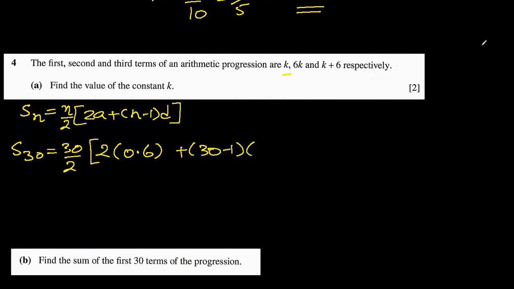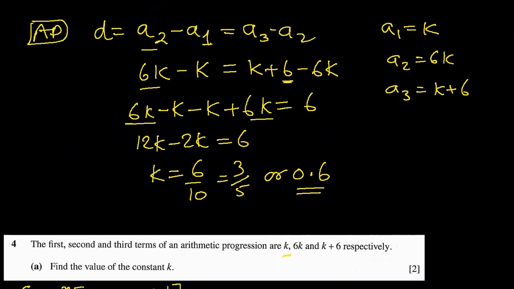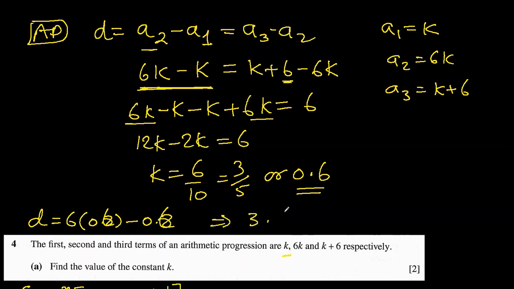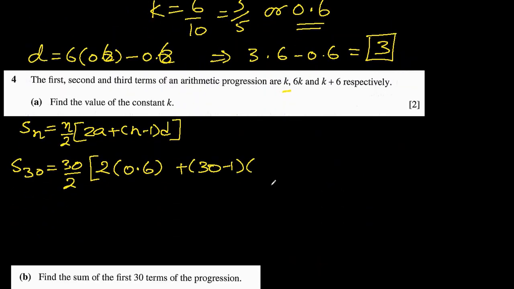So do we have d? Let's find d. All right. d was a2 minus a1, which is 6k minus k. Let's use d through this. So d equal to 6 times k minus k. I'm sorry, it is 6 and 6. Yeah, so it will be 3.6 minus 0.6, that comes out to be 3. d is 3. All right, so let's use it here.